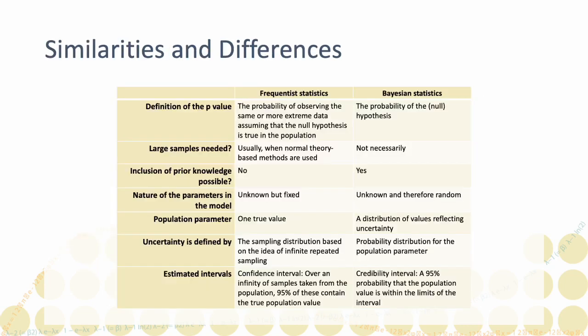Here is a table of similarities and differences between the standard hypothesis testing approach we've been using all year and the Bayesian approach. I won't narrate the table to you, but you can review the table in the lecture notes. The two approaches are most similar with respect to how confidence intervals and credibility intervals are interpreted, but in many other ways they are polar opposites.